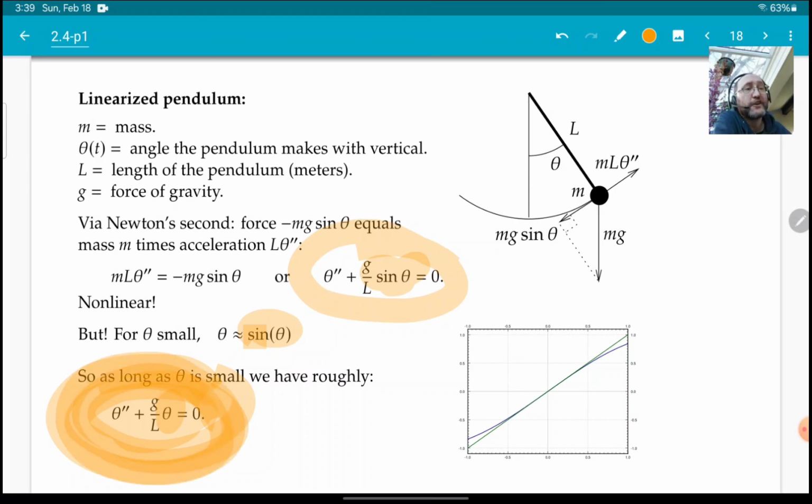As long as you're not doing it for a very long time, because if in each swing you get a little bit of an error, after a while those errors add up. But for some reasonable time frames and reasonably small swings, and the smaller the swings, the longer the time frame will be good enough. So you get this equation out here, which is much easier, which we know exactly how to solve.